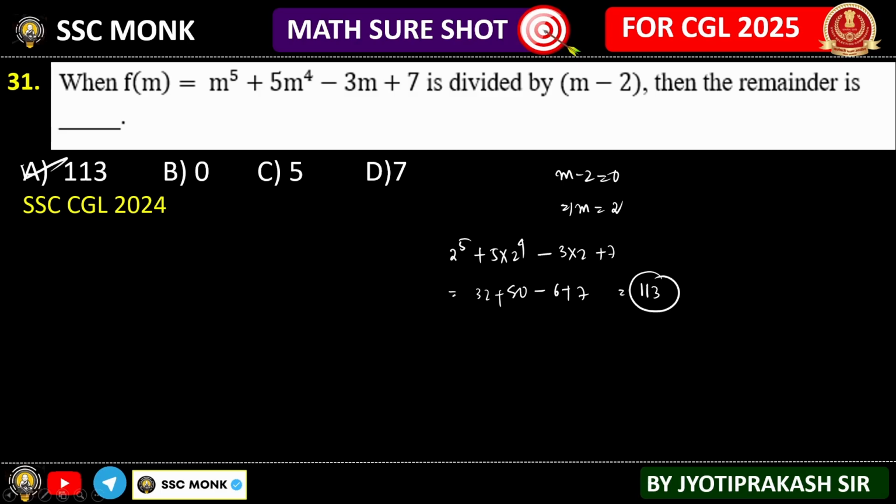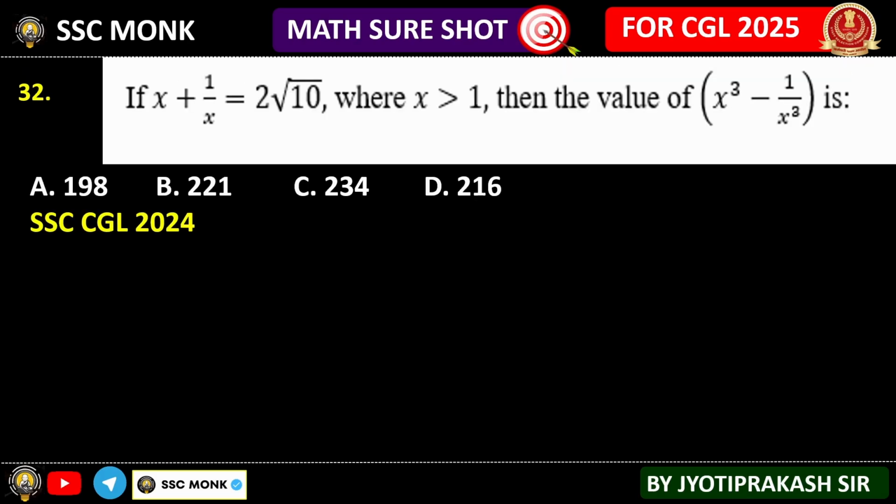If it would have been written that this sort of function f(m) is completely divisible by m minus 2, then if we would have put the value 2 in this function f(m), we would have got the answer 0, if it is completely divisible. As this is not completely divisible, whatever we get will be the remainder.